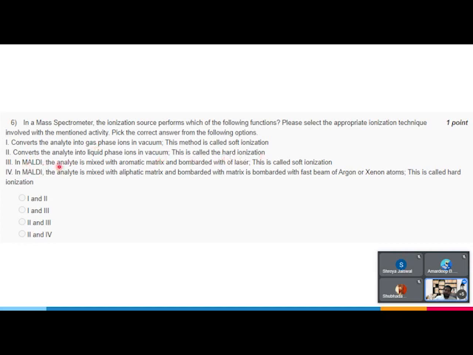Number three, in MALDI, the analyte is mixed with the aromatic matrix and bombarded with laser. This is called soft ionization. And number four, in MALDI, the analyte is mixed with the aliphatic matrix and bombarded with a fast beam of argon or xenon atoms. This is called hard ionization. So depending on the statement given here, you have to choose which of them are correct. The different options are 1 and 2, 1 and 3, 2 and 3, and 2 and 4. So whichever you think is correct, you can just put it into the chat box.